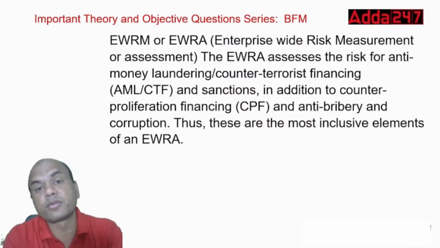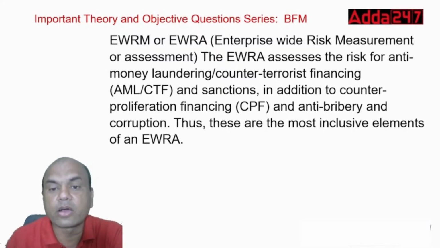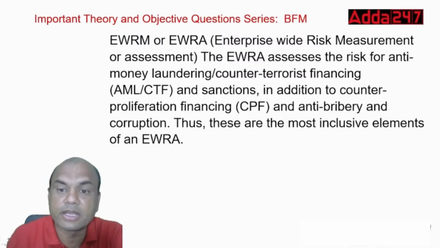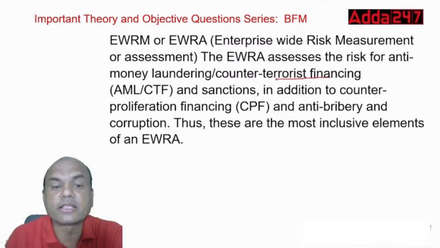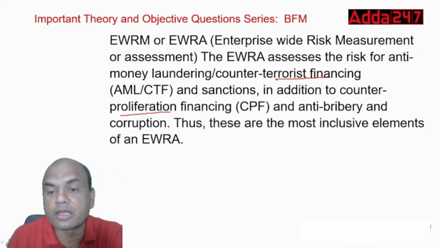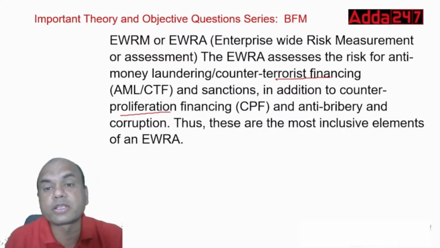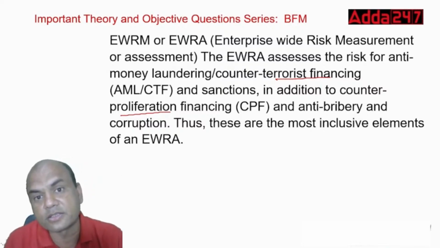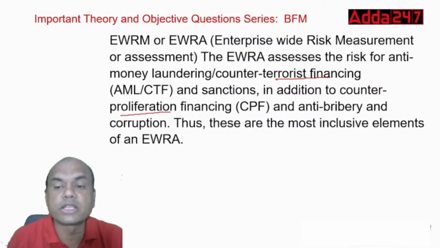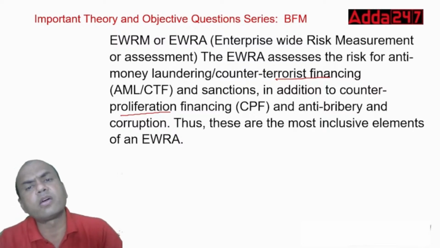Now these are important terms which may come to you in the exam. So money laundering, AML, counter-terrorist financing, means terrorist financing. Then second is counter-proliferation financing, which is again a type of AML only. Anti-bribery and corruption, so bribery related and corruption related. Even bribery and corruption is part of this enterprise-wide risk, because after all it's a risk, isn't it? Thus, these are all the inclusive elements of EWRA or EWRM, right?